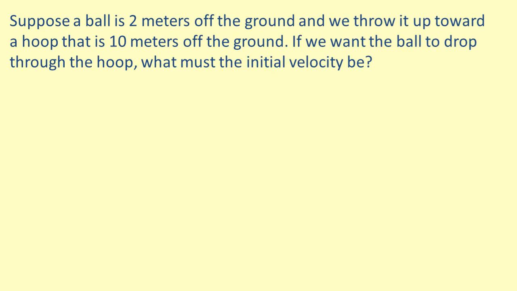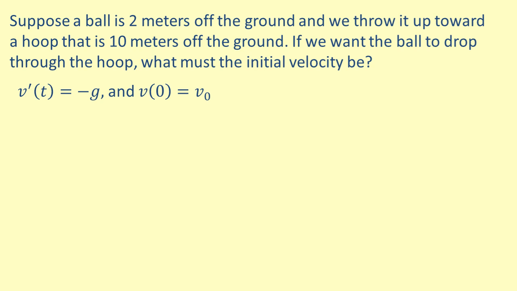Let's do an example. Suppose we have a ball 2 meters off the ground, and we throw it up toward a hoop that is 10 meters off the ground. We are asked to find the necessary initial velocity for the ball to drop through the hoop. We start with the initial value problem for v prime of t. Given explicitly, we have v prime of t equals negative g, and v at 0 equals v sub 0. This means our initial velocity is v sub 0, which is what we want to solve for.